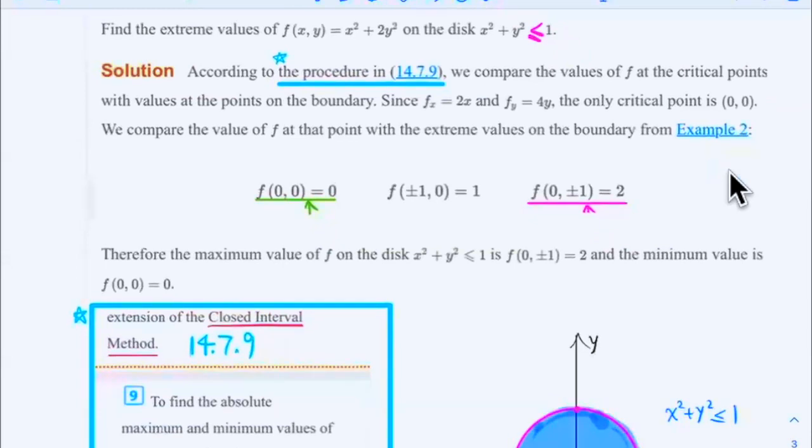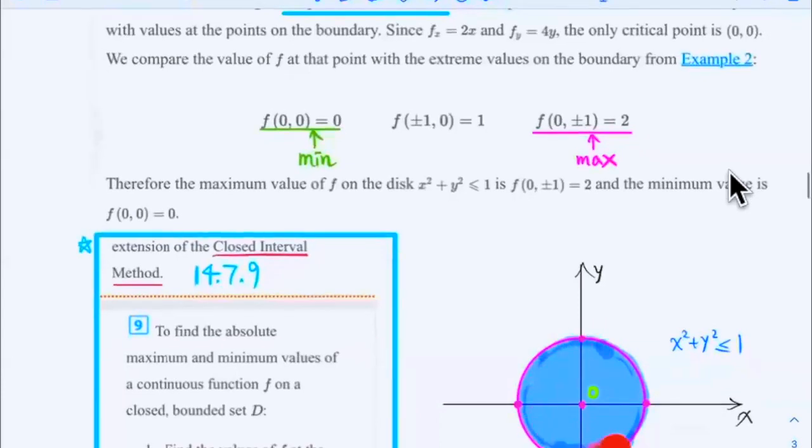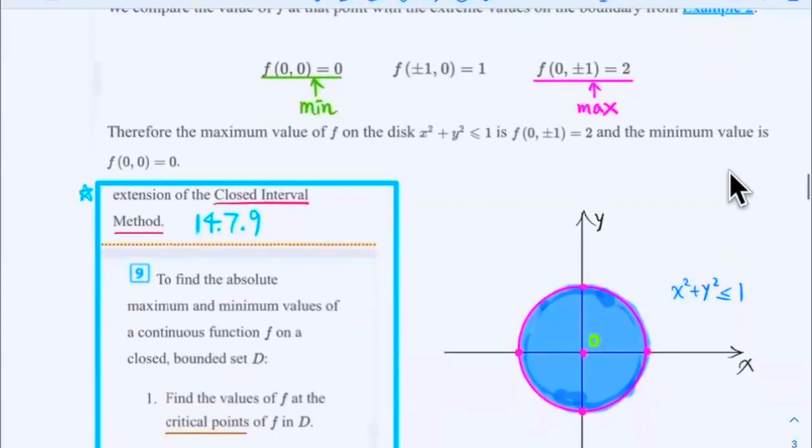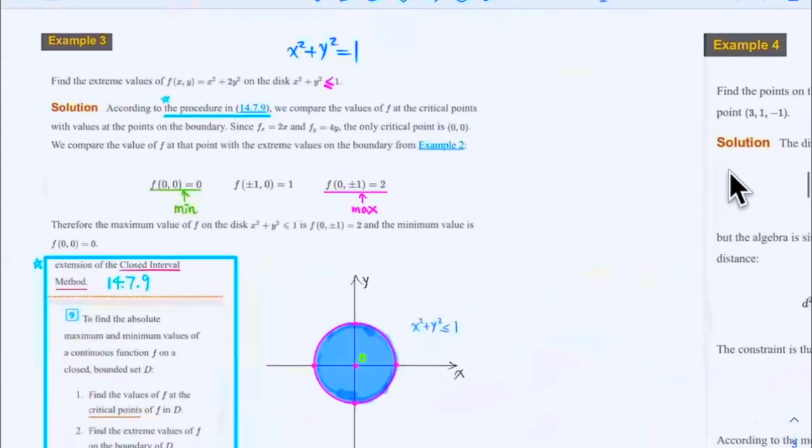So what is the minimum of this function f on this set right here? 0, right? That's the minimum. And the maximum will be 2, right? Remember, extreme values can only happen at a critical point or on the boundary. So this is how we find extreme values. That was example 3.